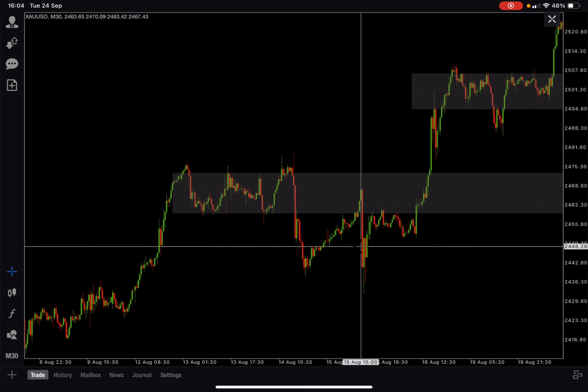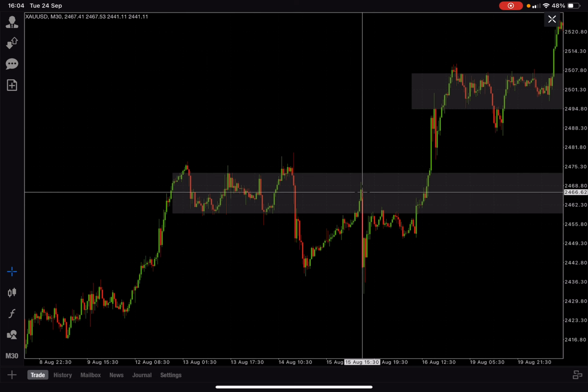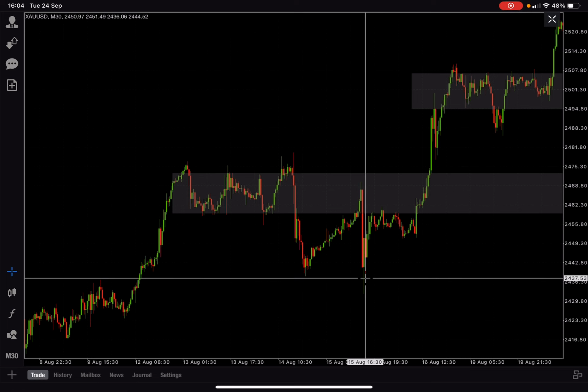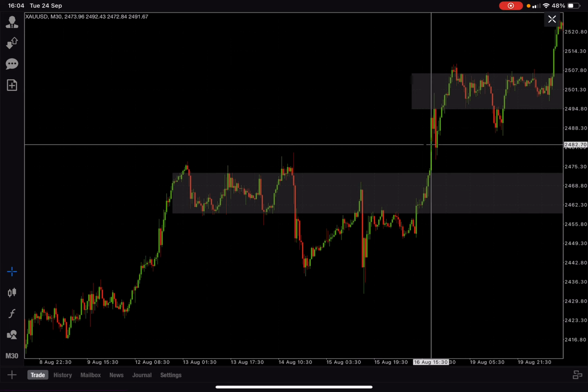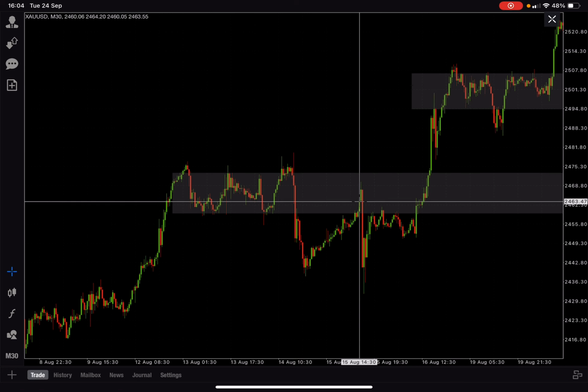And you've got a nice radical impulse move down there. You can see that was with the news. So within that manipulation area, you're getting a news release, which is showing high volume, and it pushes all the way down to take liquidity, then continues to buy. So that sort of price action is what you want to be focusing on.